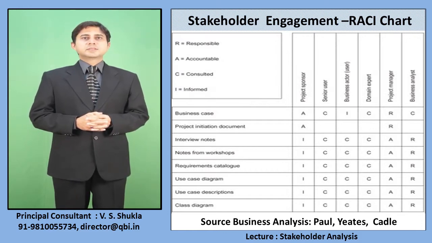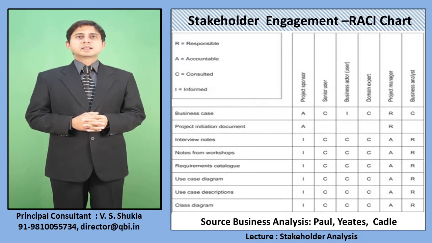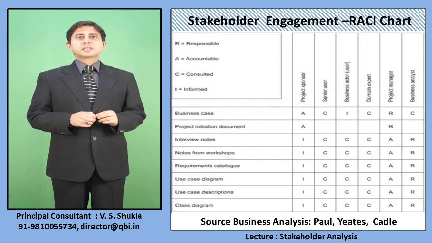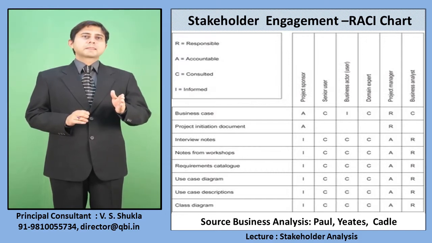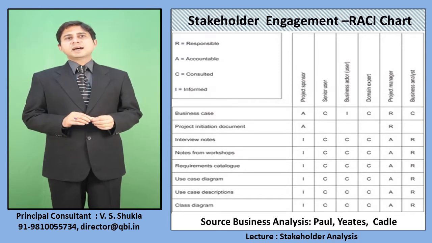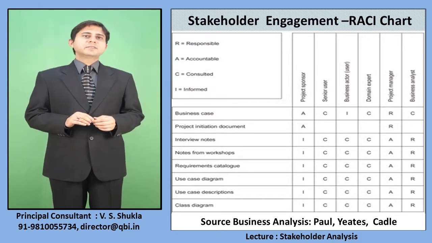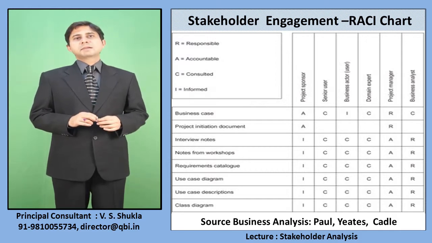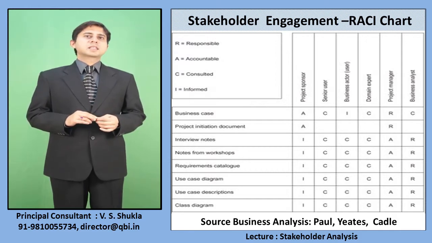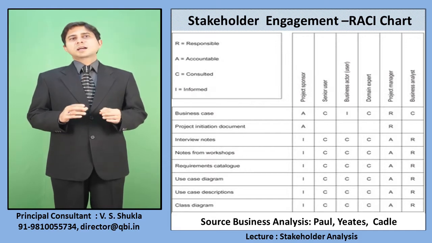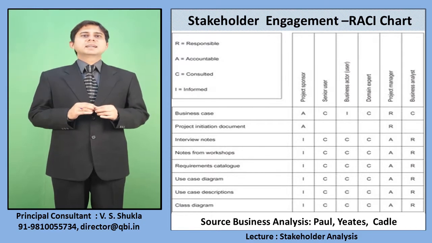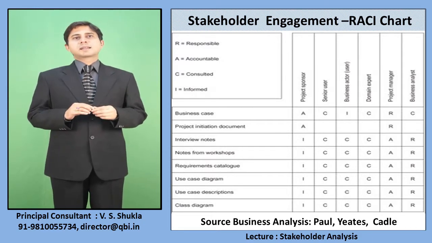If you see this grid, the author of this technique has identified several stakeholders. They include project sponsor, senior user, business actor or the user, then the project manager, business analyst and the domain expert. And on the vertical side, there are several activities. Say, for example, for business case, he has mentioned that the project sponsor is accountable. So accountability for the business case, or why the project is to be initiated, lies with the project sponsor.